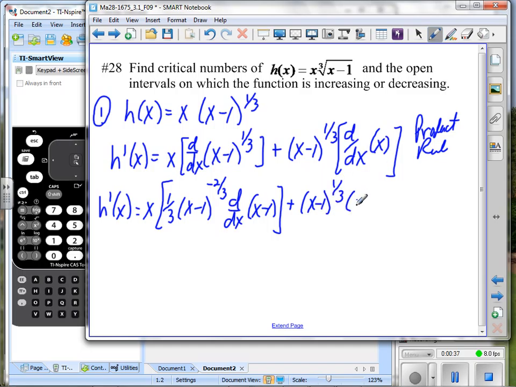And the derivative of x with respect to itself is just 1. So let's see, I've got x divided by 3 times (x minus 1) to the 2/3 power times 1, the derivative of x minus 1, plus (x minus 1) to the 1/3 power. I've taken the derivative.